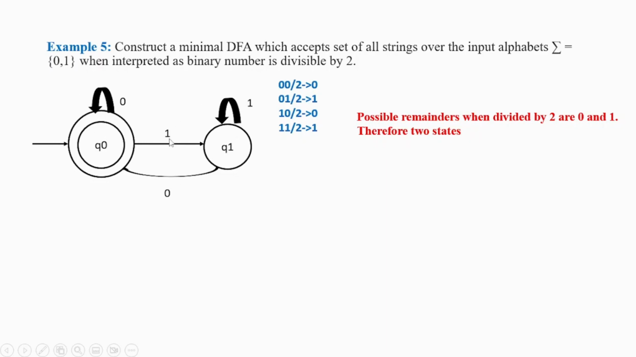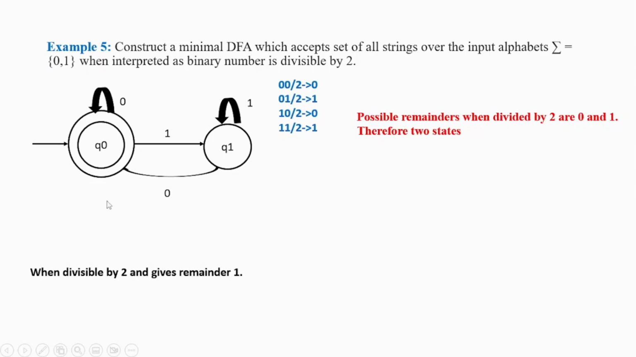Then from here, I saw 1 and I entered the state Q1. If I see 0, I will go to this state. If I see 1, then 1 followed by 1 is 11. If I convert 11 to decimal, it is 3. 3 divided by 2, the remainder is 1, right? So I will be staying in the same state.